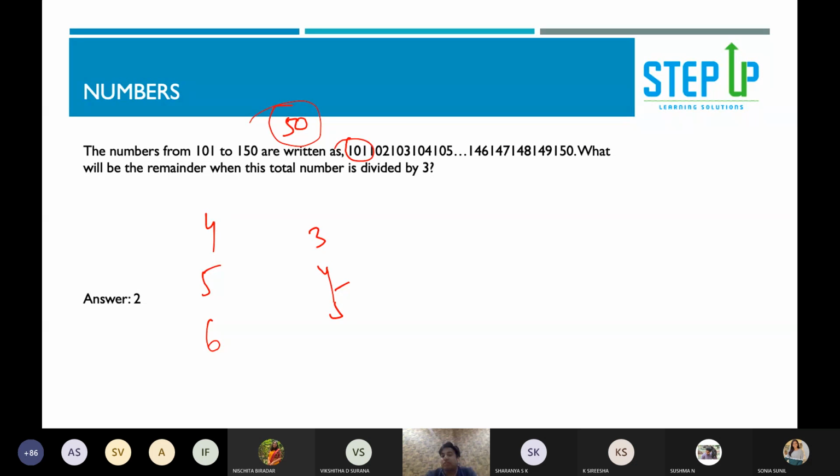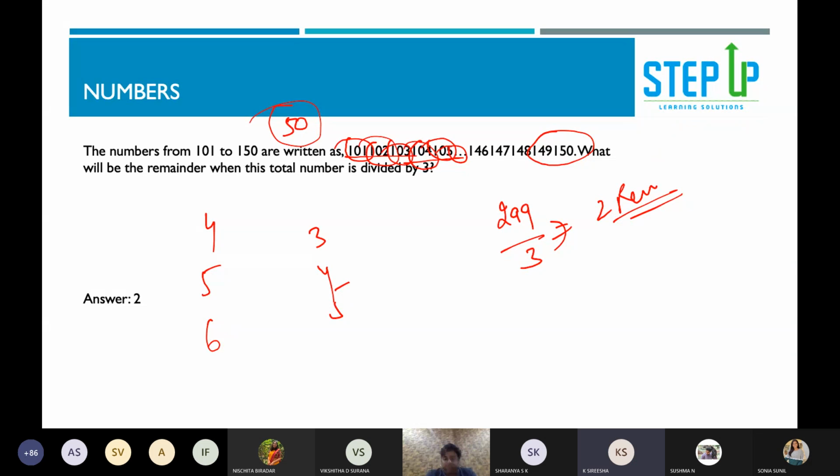Here we're talking about 50 continuous numbers. 101, 102, 103 is divisible by 3. 104, 105, 106 is divisible by 3. That means the set of 48 numbers will be divisible by 3. We're left with only the last 2 numbers, 149 and 150. 299 divided by 3, remainder is 2. A 30-second question. That's it.